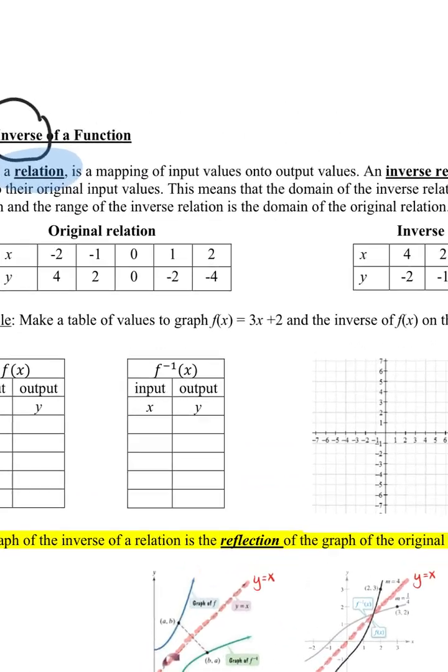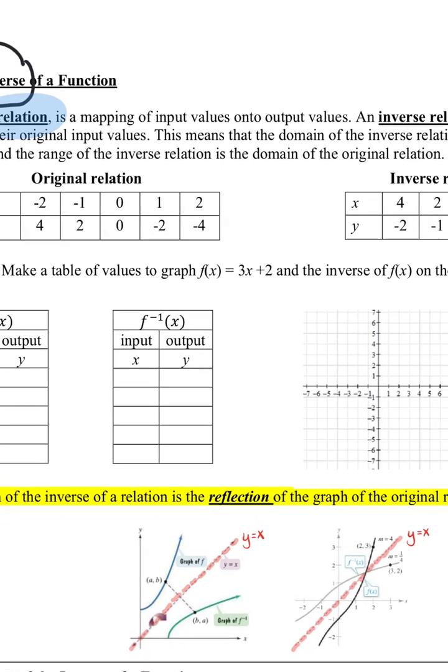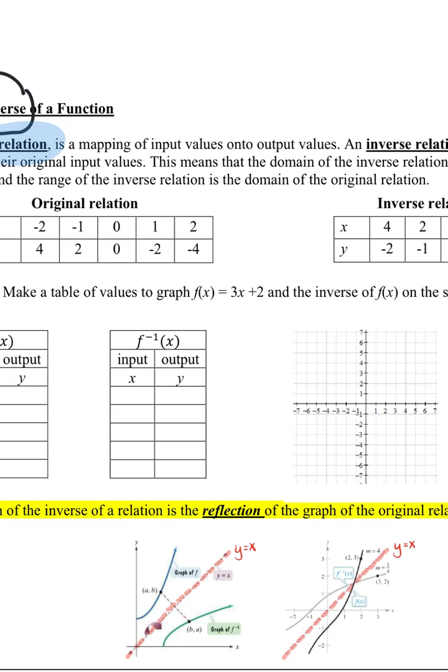all relations. And a relation is just a mapping of input and output values. And some relations are functions. And how could we tell by looking at the graph if the given relation was a function? If it passed the vertical line test. If I could not draw a vertical line and pass through the graph more than once, meaning every x value has one and only one corresponding y value.